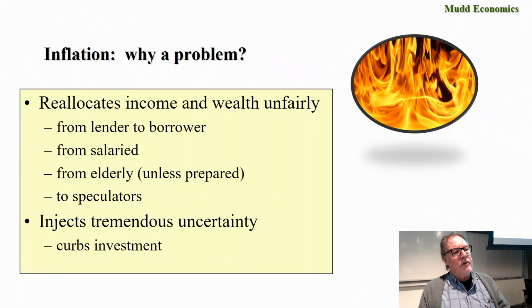Now, with regard to the very first point made, that it reallocates income and wealth from lender to borrower, the perfect example of that is in real estate. And if you've already taken Econ 104 from me, I stress the importance of investing in real estate at the very end of the class because of this very phenomenon.